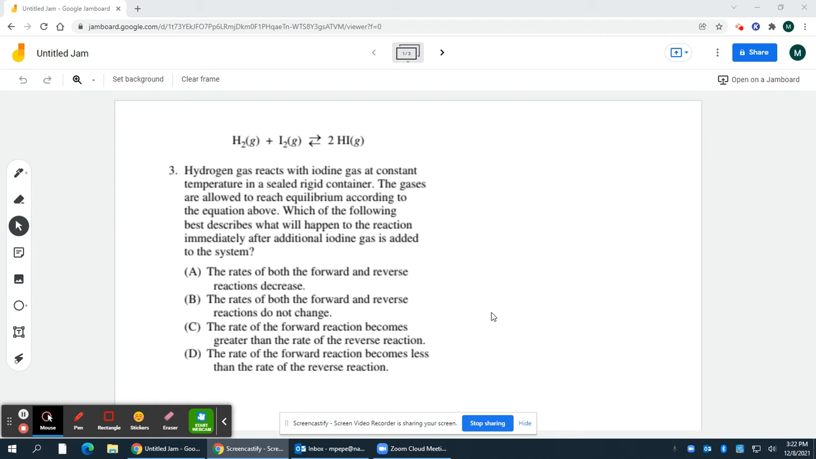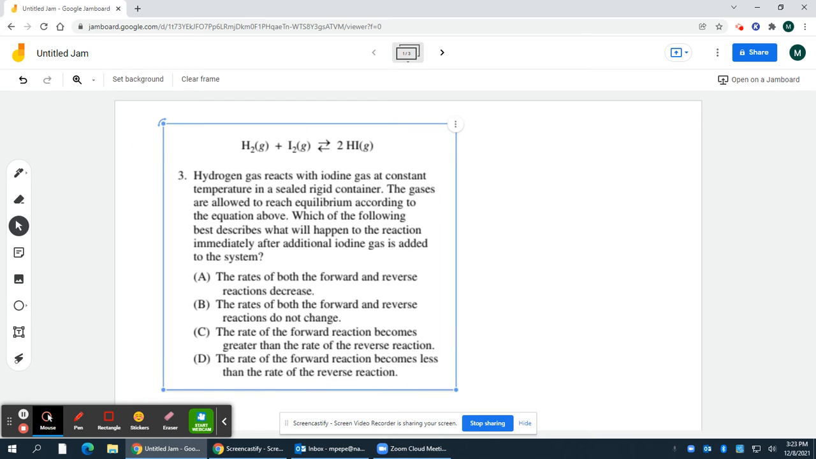At the start of the next class, it says hydrogen gas reacts with iodine gas at constant temperature in a sealed rigid container. The gases are allowed to reach equilibrium. According to the equation above, which of the following best describes what will happen to the reaction immediately after iodine gas is added? So seeing here, it's talking about changes in rate.